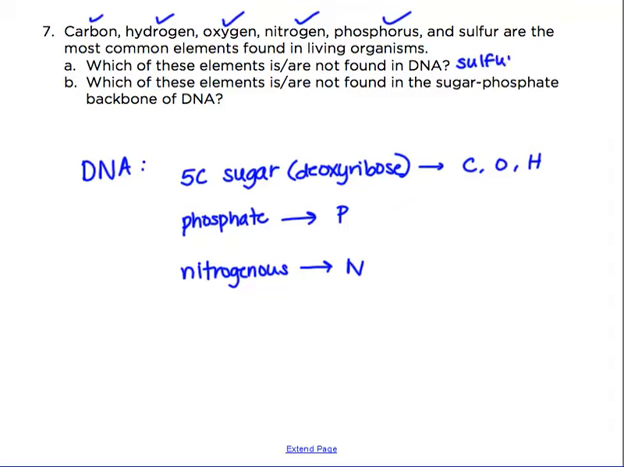And remember in the Hershey and Chase experiment, that's why they used radioactively labeled sulfur in order to label the proteins and not the DNA. For part B, it says which of these elements is or are not found in the sugar-phosphate backbone of DNA. Well, we know sulfur isn't found in DNA at all, and in the sugar-phosphate backbone, you don't see any nitrogen. And that's because the nitrogen is found in the nitrogenous bases, which are A, G, C, and T, and that doesn't include the sugar-phosphate backbone of DNA.